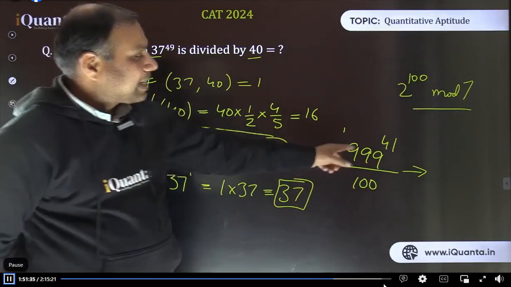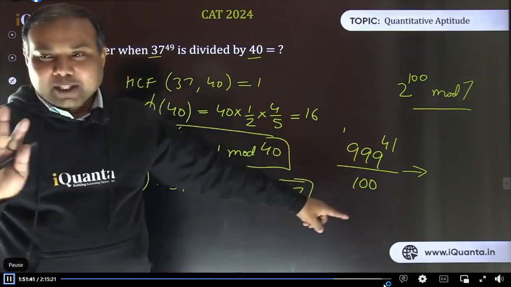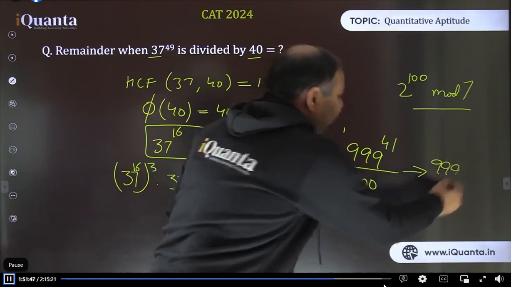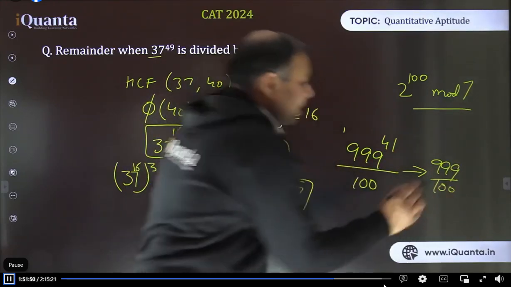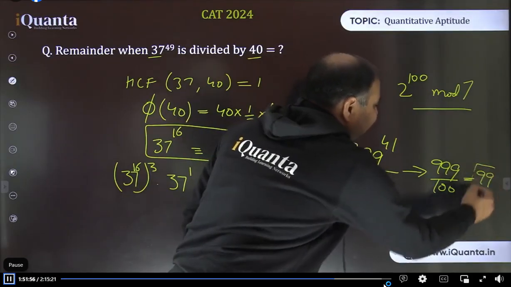Here, what will be the remainder? 999 power 41 divided by 100. See, they are co-prime. Yes, so we can apply the theorem. phi of 100, same 40. So remainder is going to be 999, right? So whatever 999 will give us with the remainder with 100, that's the answer. And 999 को 100 से divide करेंगे तो remainder is 99. Yes, that is perfectly fine.